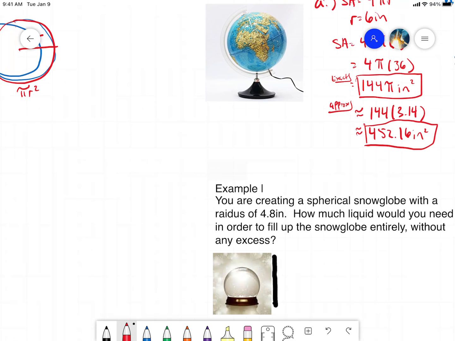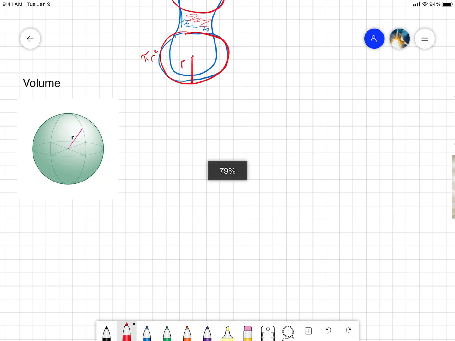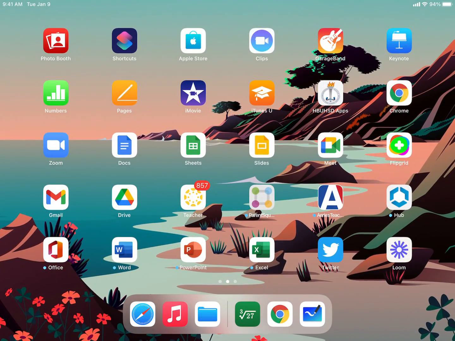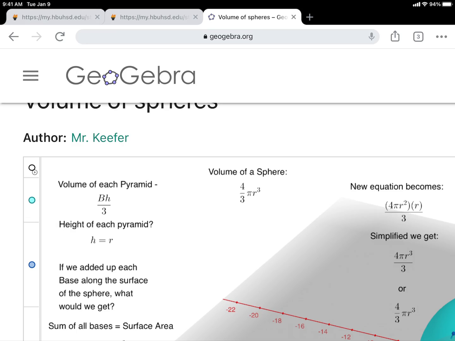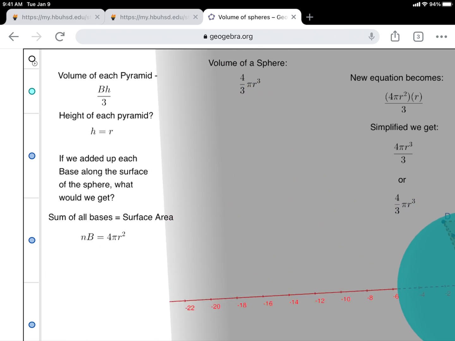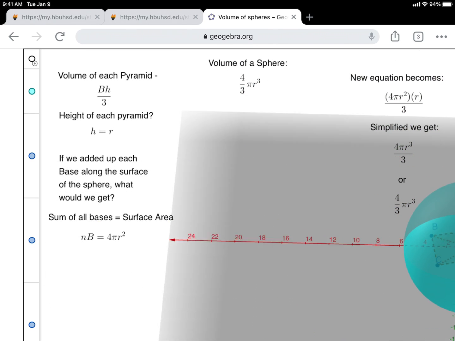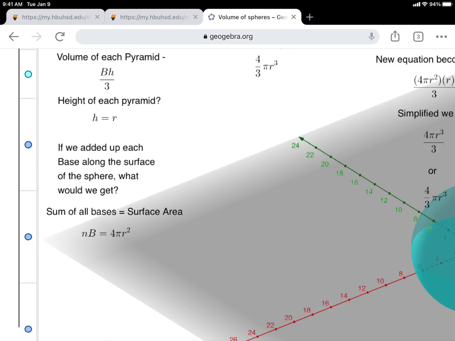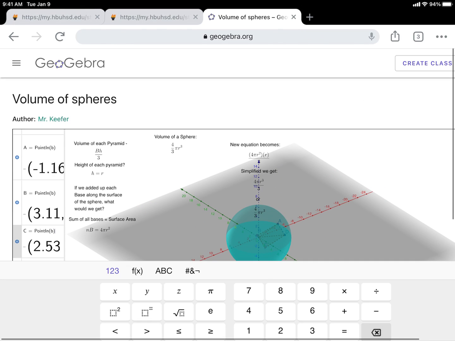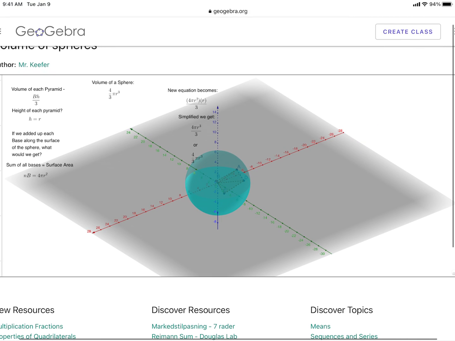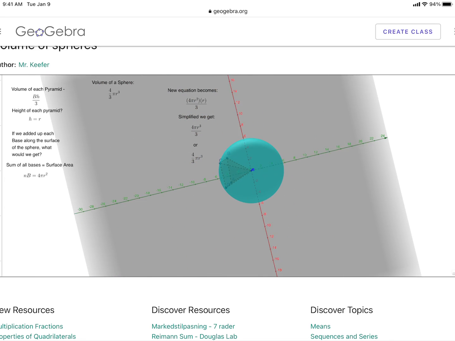So now, for volume, it's going to be a lot more complicated. I will be posting these notes, by the way, just to let you know. So I'm actually going to pull up a GeoGebra here. Sorry, I don't know why it's doing that. Okay. So here I have a sphere.